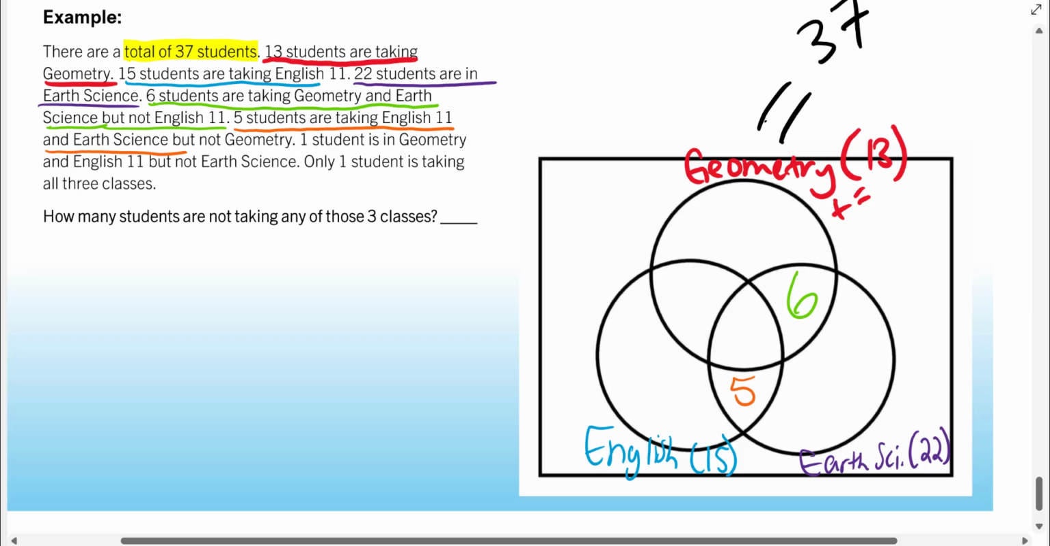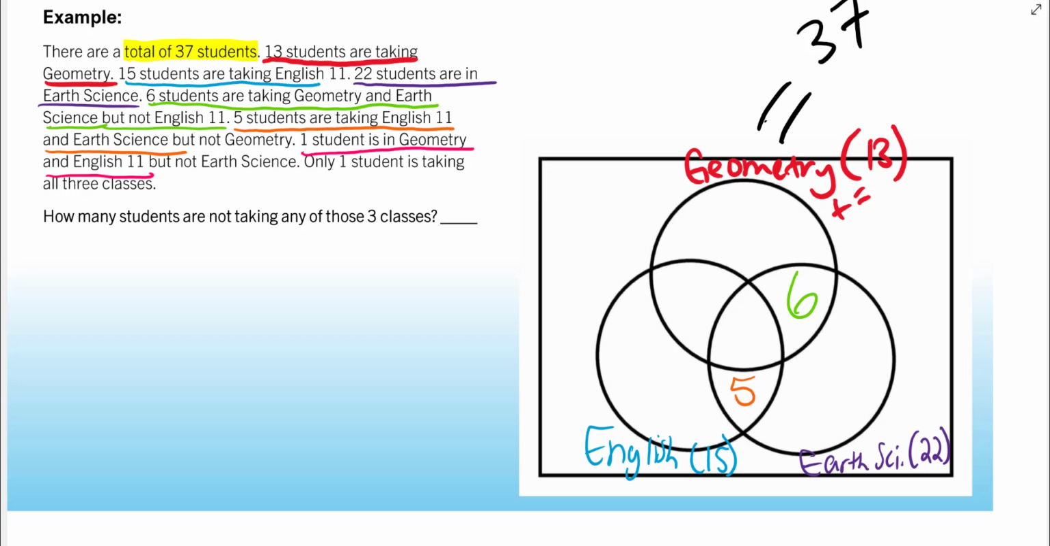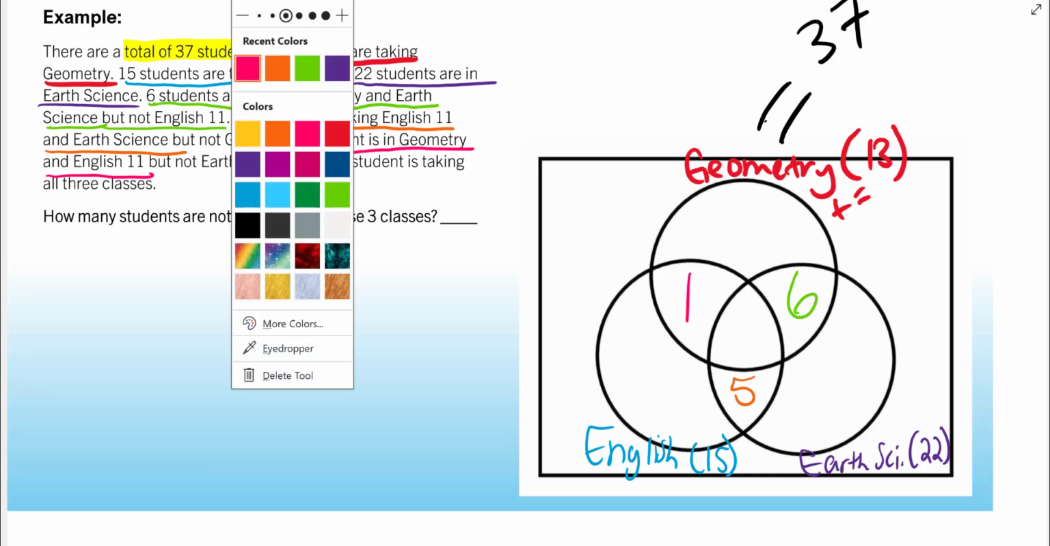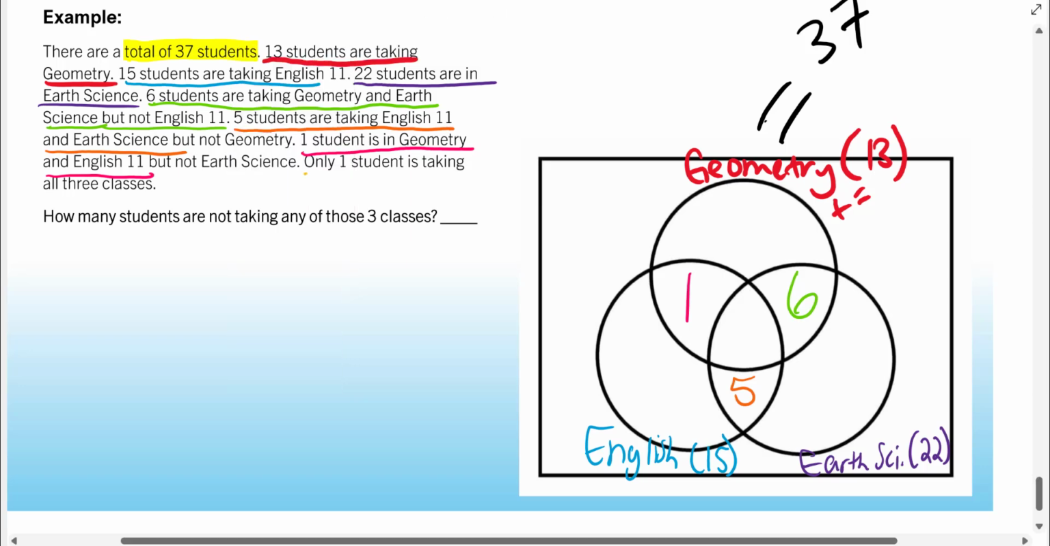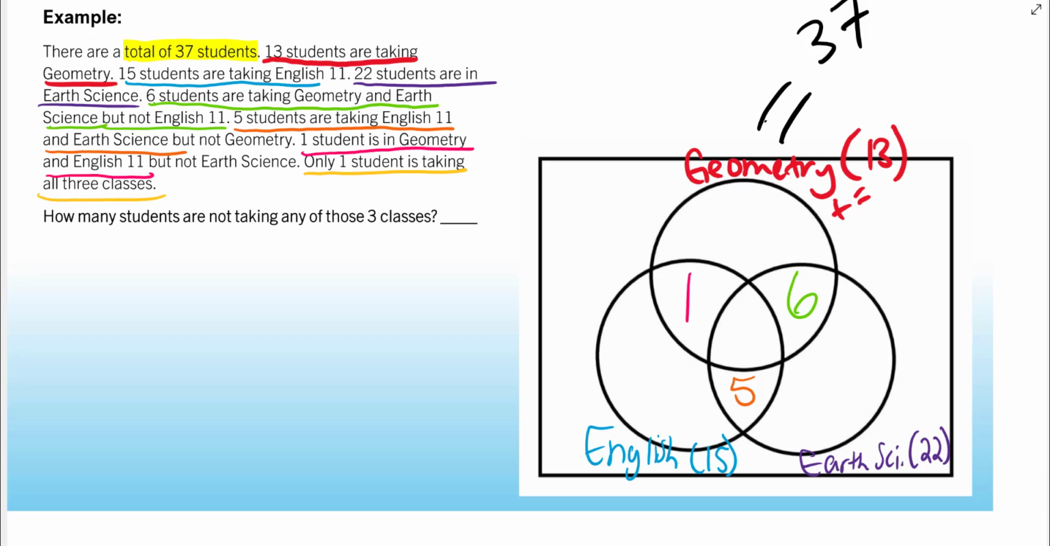Next is 1 student is in geometry and English 11. So that'd be right here. 1 in geometry and English. And then one of the last ones is only 1 student is taking all 3. Solo hay un estudiante quien está tomando todos los 3 clases. Así significa necesitas escribir en el centro. So we're going to put a 1 right here.